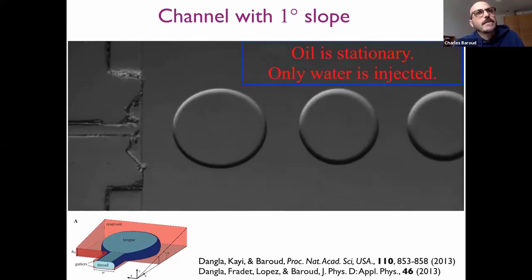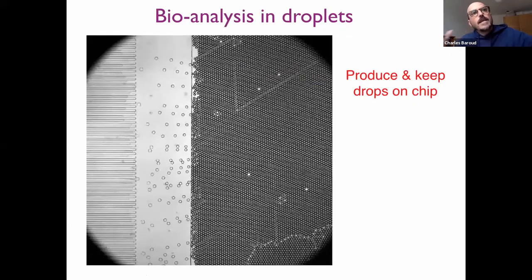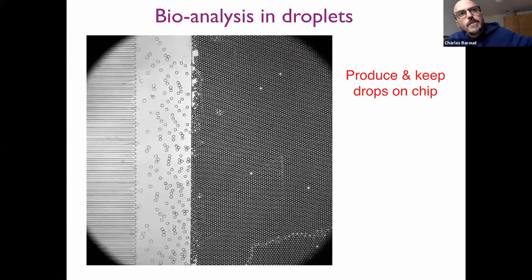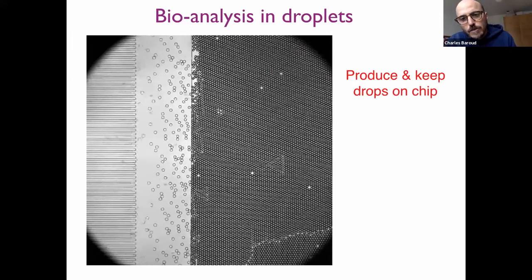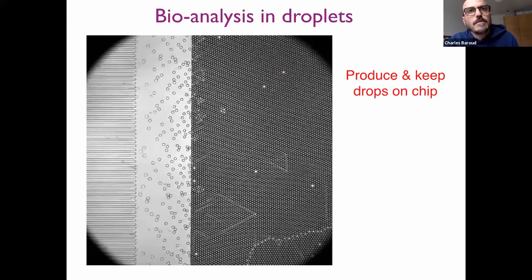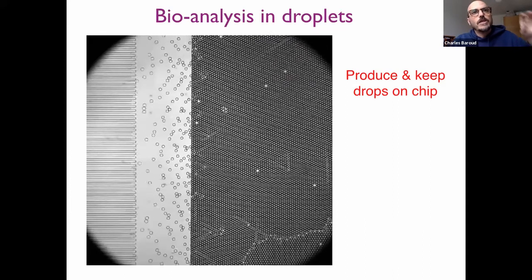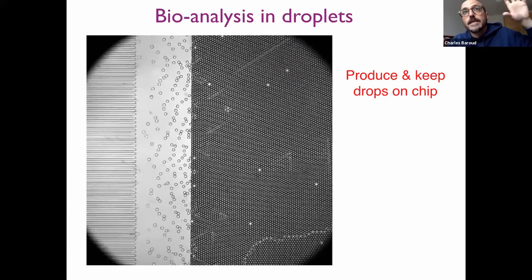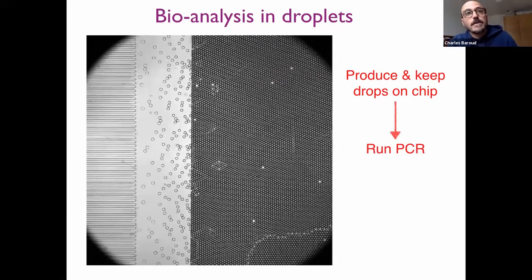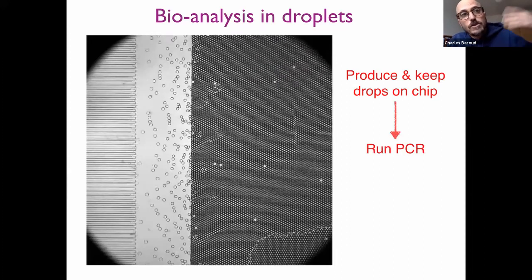And because this is extremely stable, you can parallelize these channels into a single device. And so you can make a high throughput production of droplets. And I'm just going to show you a little application of this quickly, where you make all of these droplets that contain some magic mix, basically, some soup that allows you to amplify.